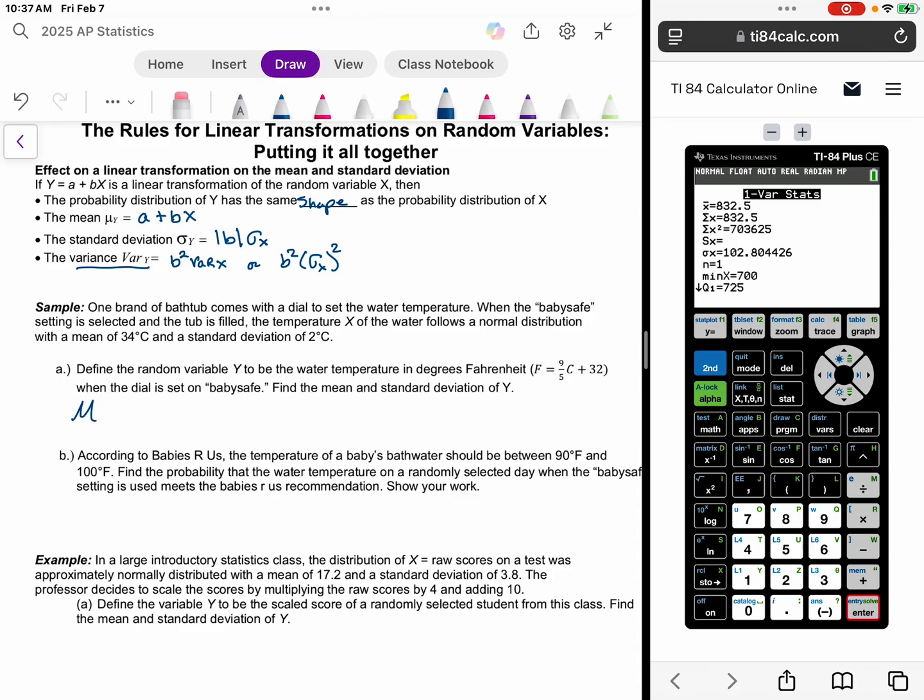What is the mean and standard deviation? So we want to know the mean of y and the standard deviation of y, our new random variable. When I convert this to Fahrenheit, I can use that whole formula since it's a linear formula. I take 9/5 times my degrees Celsius, which was 34, the mean, plus 32. So we do 9 times 34, divide by 5, then add 32. You get an answer of approximately 93.2 degrees Fahrenheit.